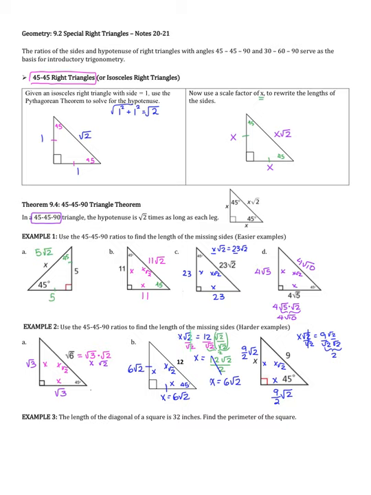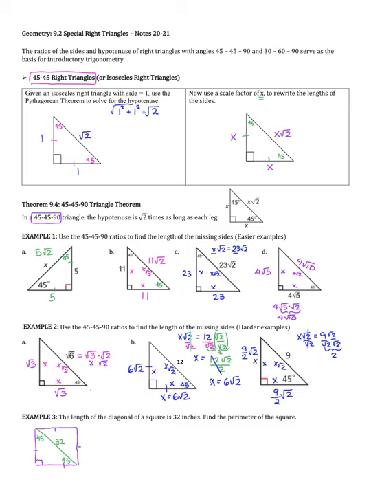The length of the diagonal of a square, well, we know that a square has 4 sides and 4 right angles, and we have a diagonal here. That also means these are 45, 45, because it bisects those right angles. The diagonal is 32, and they want us to find the perimeter.